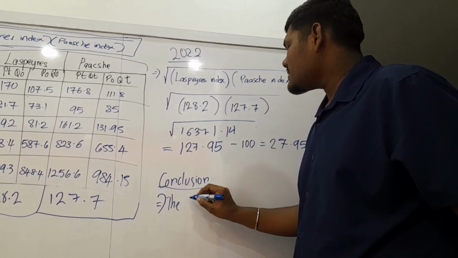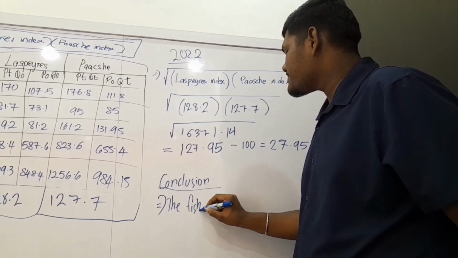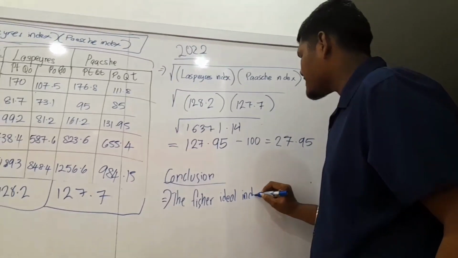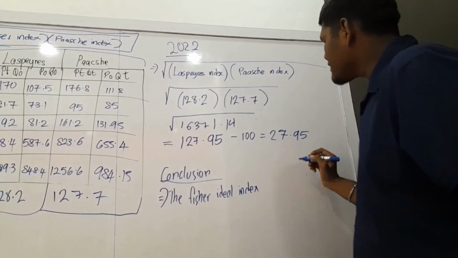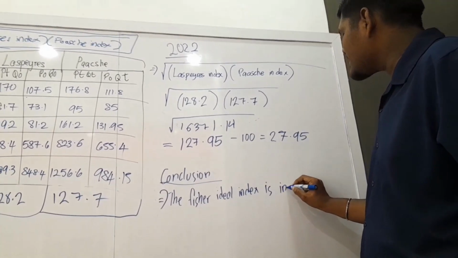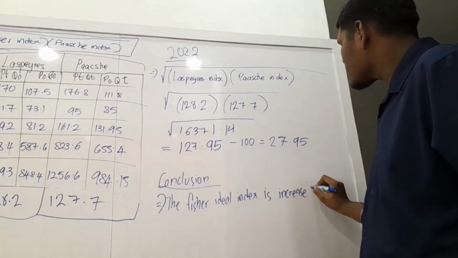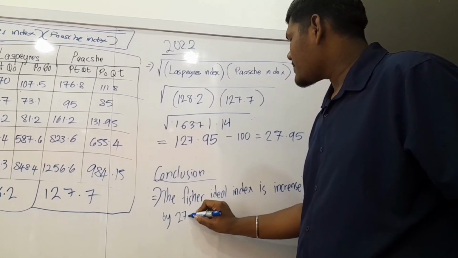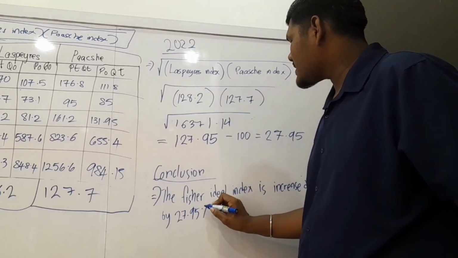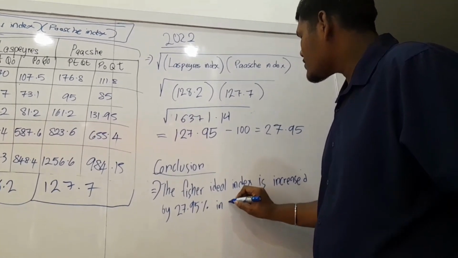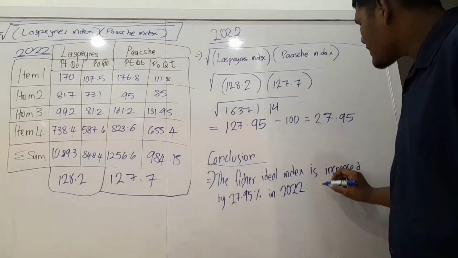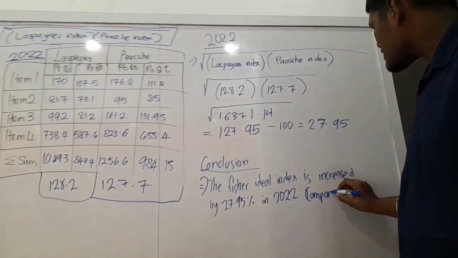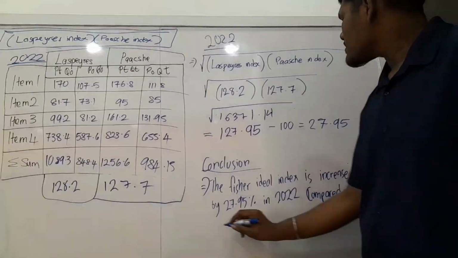The Fisher ideal index is increased by 27.95% in 2022 compared to 2020.